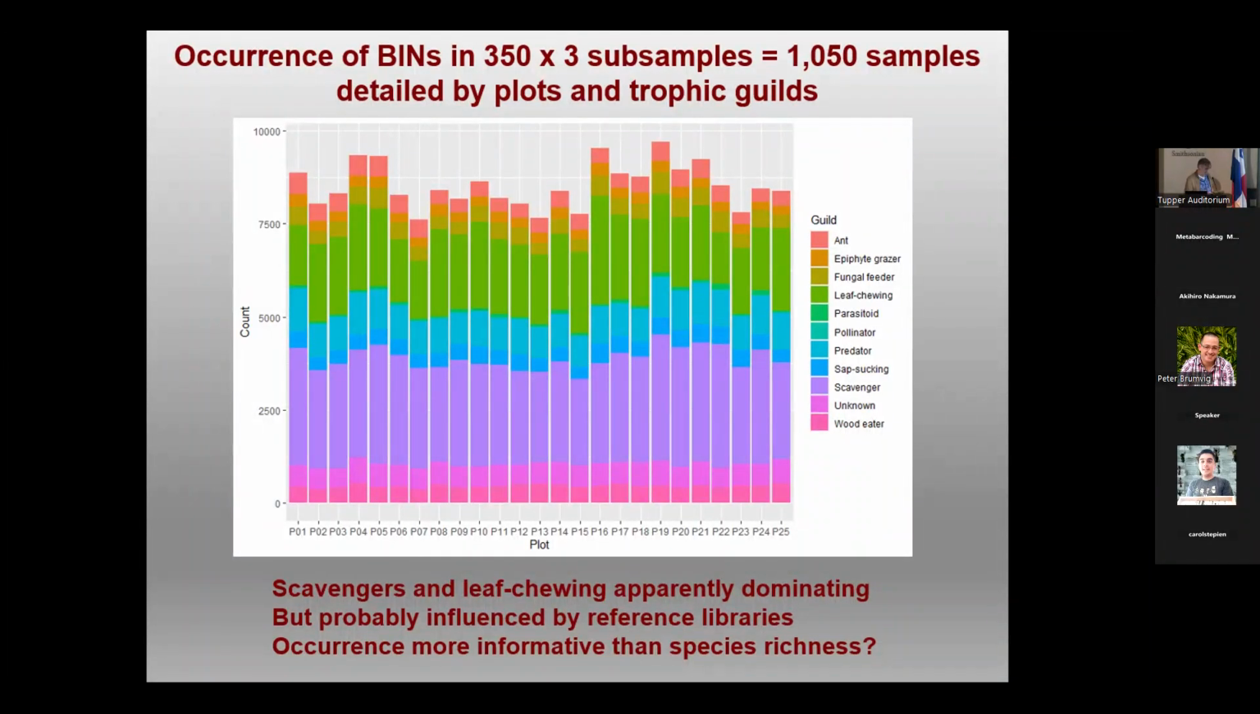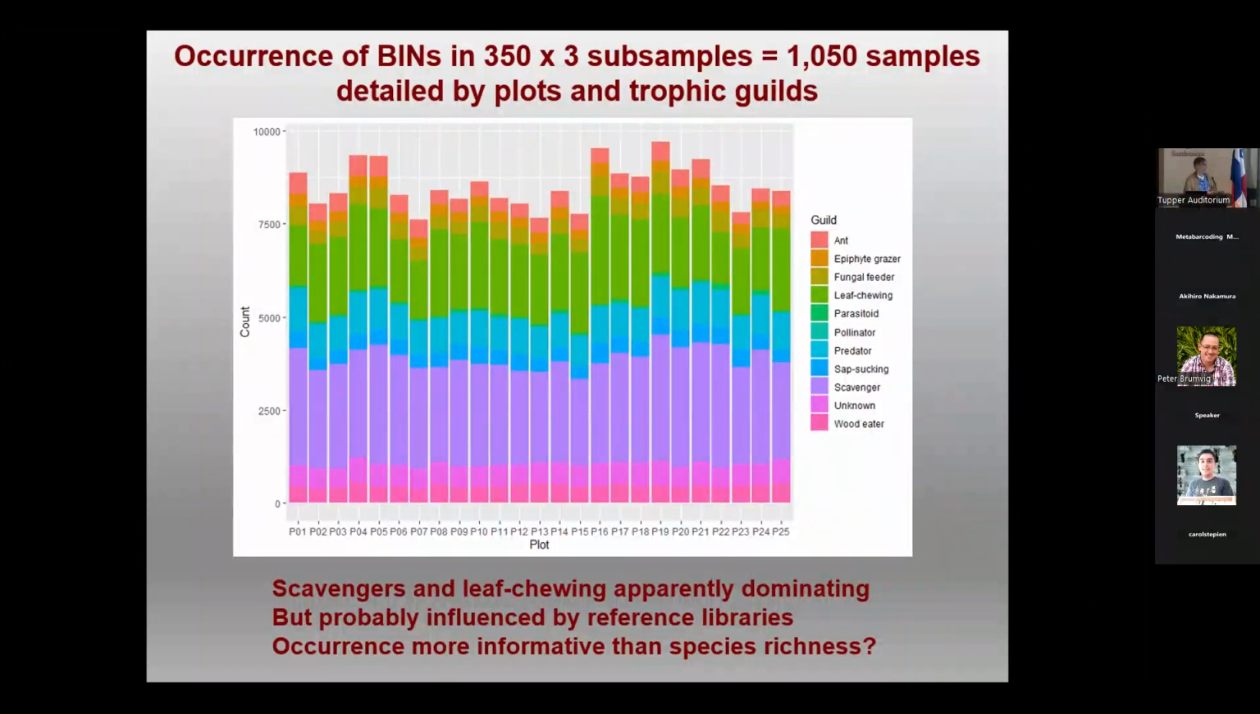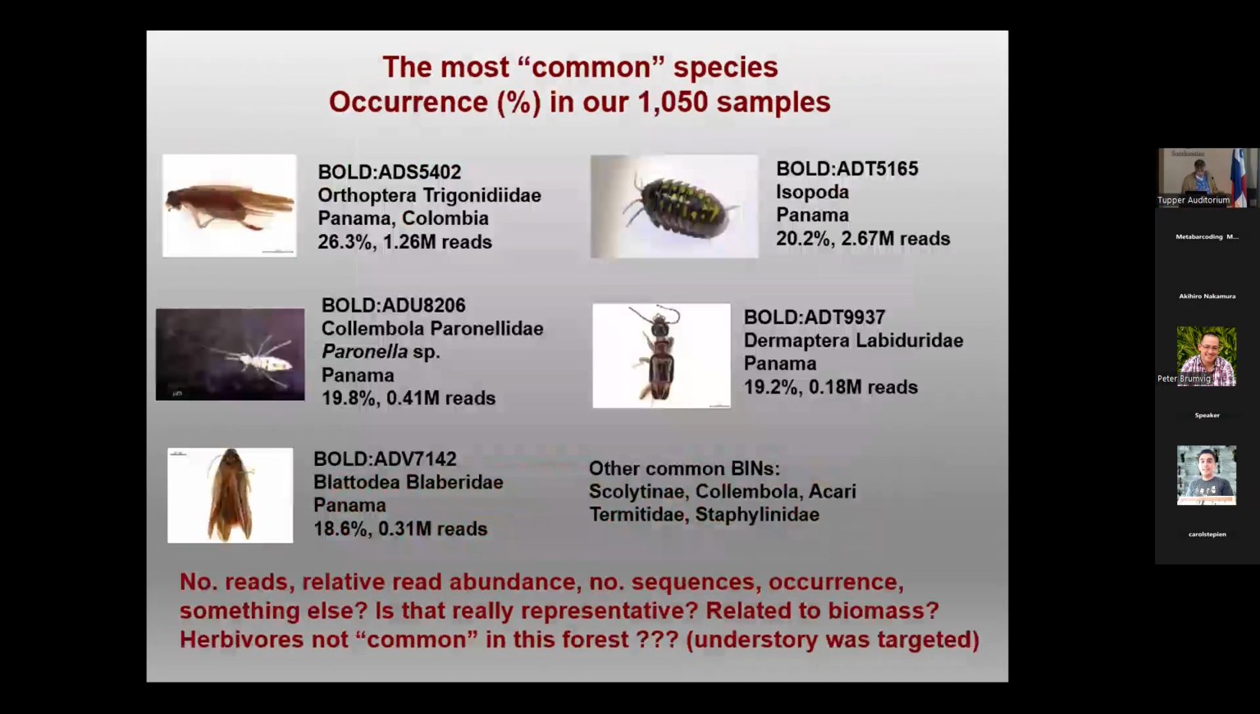The other challenge again is, is this prevalence, this occurrence, more informative than simply counting the number of species? I would say yes. It's not exactly abundance, it's again presence-absence data, but it's the closest to abundance that we have. So that's interesting. But there might be other methods to do that.